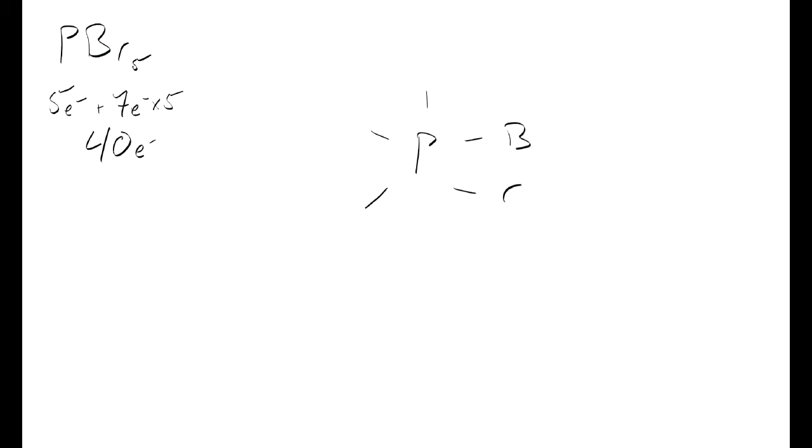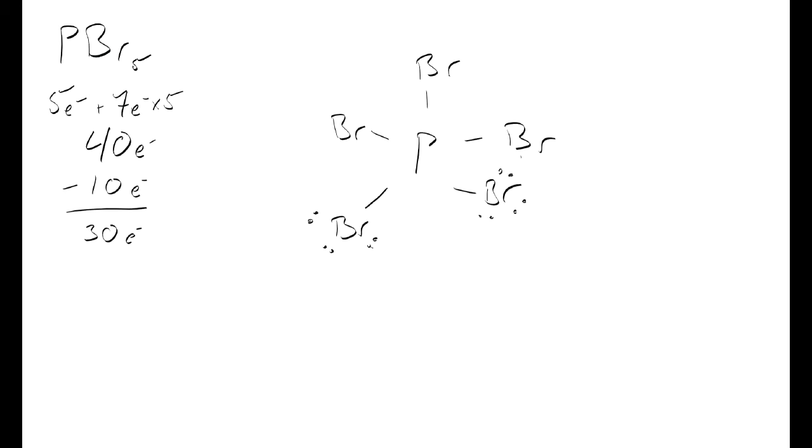Now phosphorus pentabromide. Alright, phosphorus gives us 5 electrons. Bromine gives us 7, and there are 5 of them, for a total of 40 electrons. Phosphorus, 1, 2, 3, 4, 5. That uses up 10 of our electrons. We have 30 left. 2, 4, 6, 8, 10, 12, 14, 16, 18, 20, 22, 24, 26, 28, and 30.